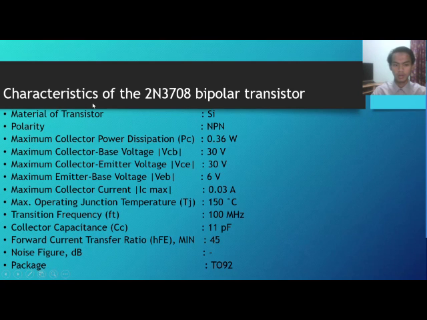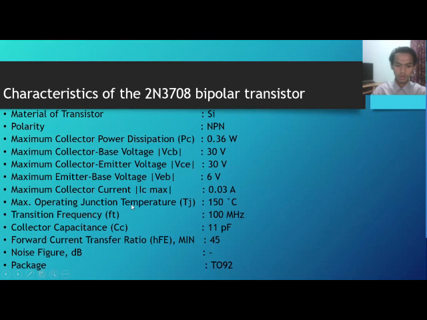Okay, these are the characteristics of the 2N3708 bipolar transistor. The material of the transistor is silicon. Polarity is NPN. Maximum collector power dissipation is 0.36 watt. Maximum collector-base voltage is 30 volt. Maximum collector-emitter voltage is 30 volt. Maximum emitter-base voltage is 6 volt. Maximum collector current is 0.03 ampere.